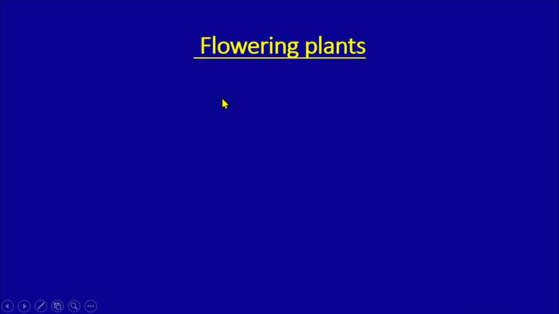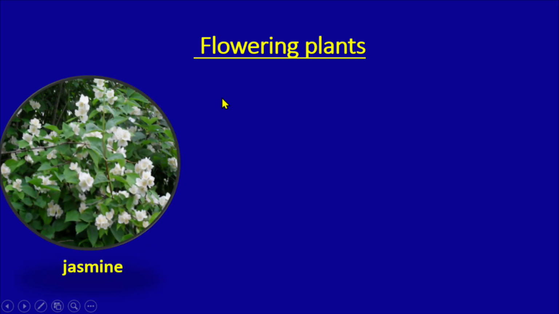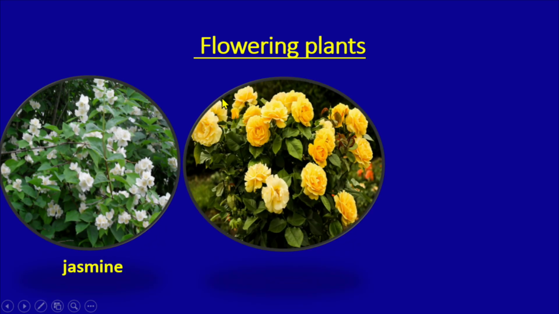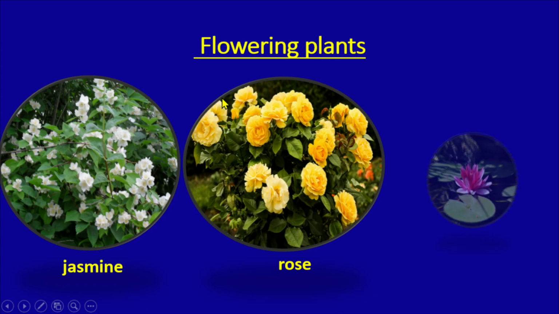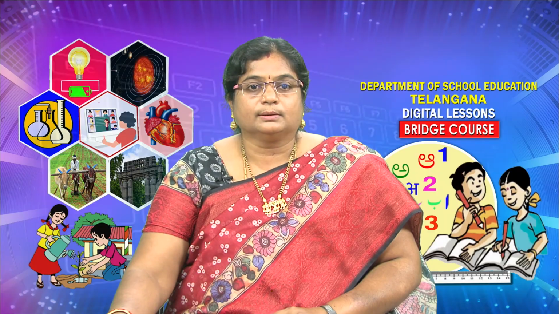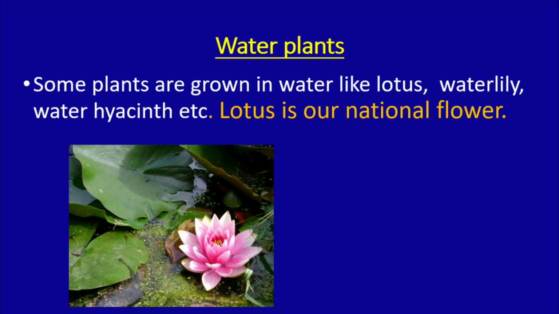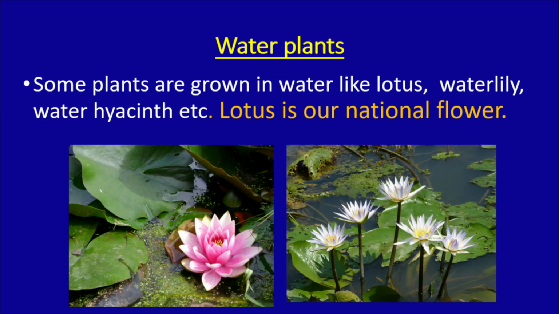And what are the flowers we get from plants? Jasmine, rose and lotus. Do you know lotus is our national flower? Where does it grow? It grows in water. So, the plants that grow in water are called water plants. Can you give some more examples for that? Yes, water lily, water hyacinth. So, these plants are called water plants.